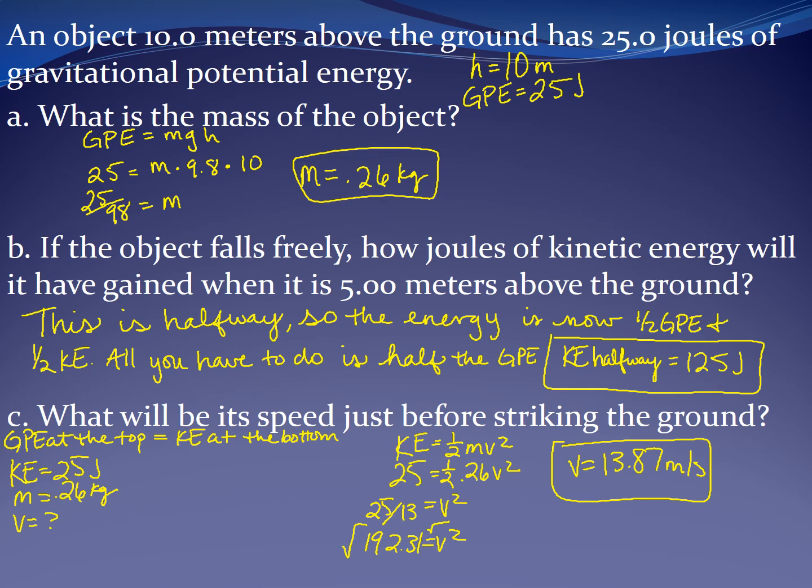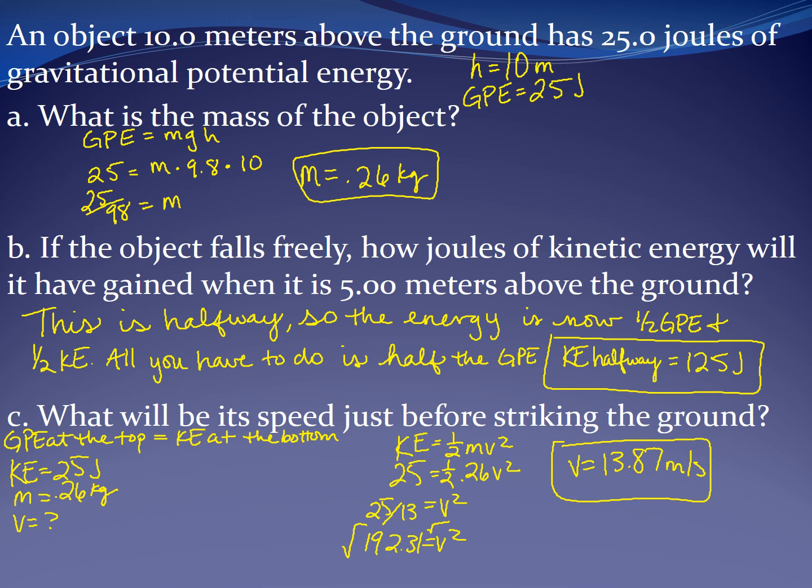What is the mass of the object? Using the gravitational potential energy formula, our GP is 25. We don't know m. We know our g is 9.8, h is 10. So 9.8 times 10 is 98. We take 25 divided by 98 to get m by itself, which is 0.26 kilograms.